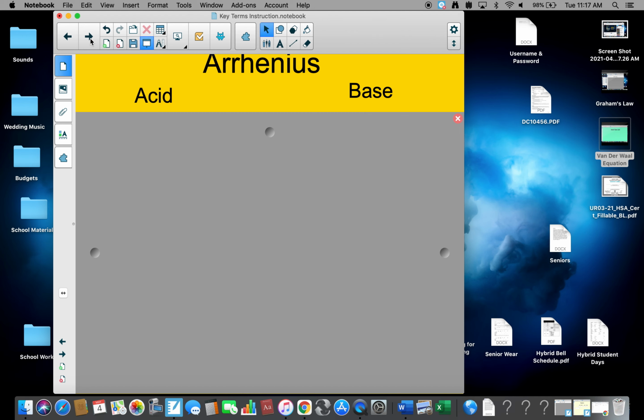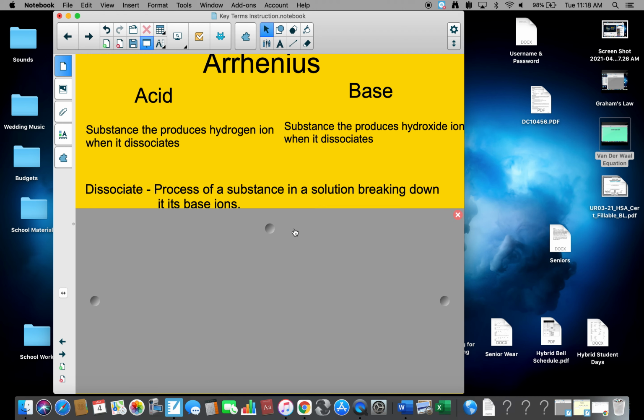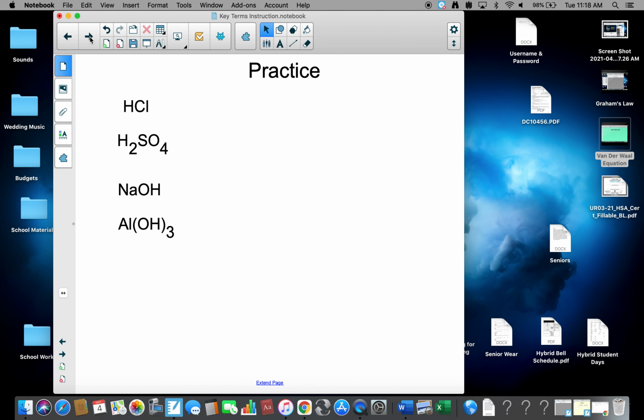Now, we have two ways of looking at the definition of an acid and a base. The first was derived by a Swedish scientist named Arrhenius. He identified an acid as a substance that produces hydrogen ion when it dissociates, and a base as a substance that produces hydroxide ion when it dissociates. Dissociation is the process of a substance breaking down into its ions. So let's look at these processes in terms of dissociation.